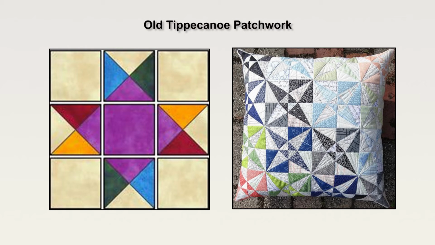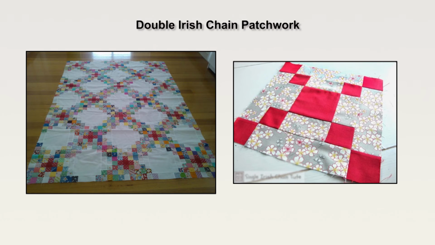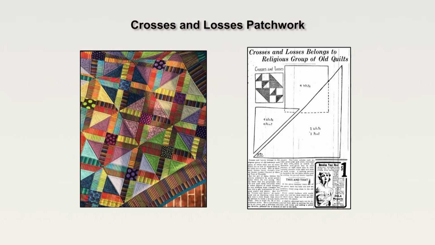This is an example of old tip canoe patchwork. These are called double X patchwork. This is a double Irish chain patchwork. Crosses and losses patchwork.